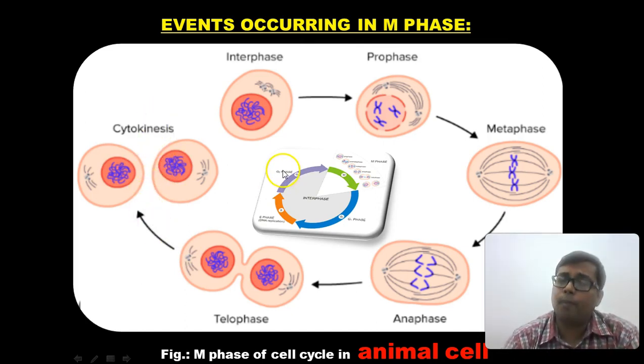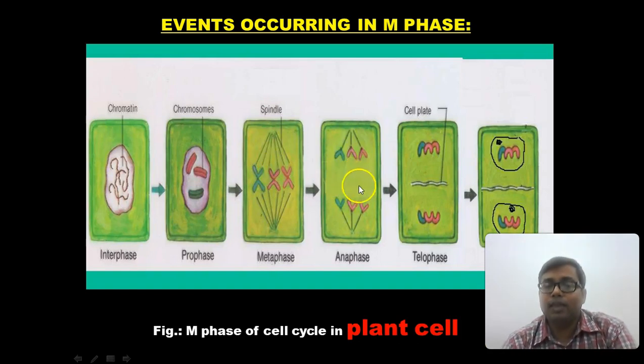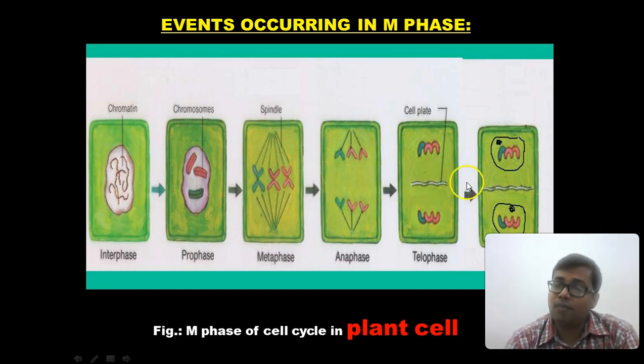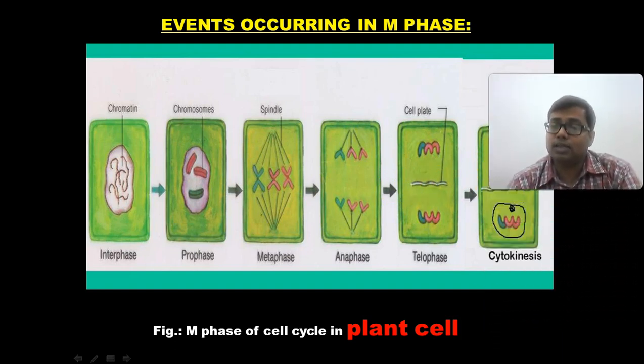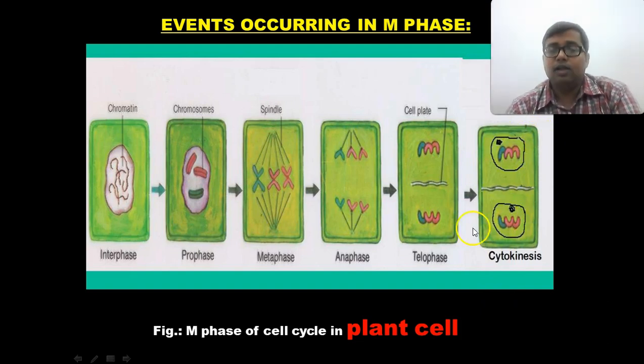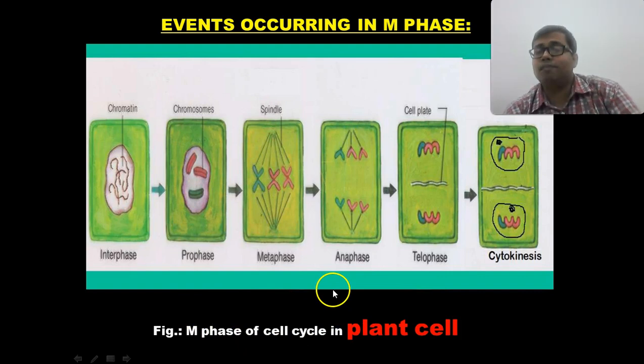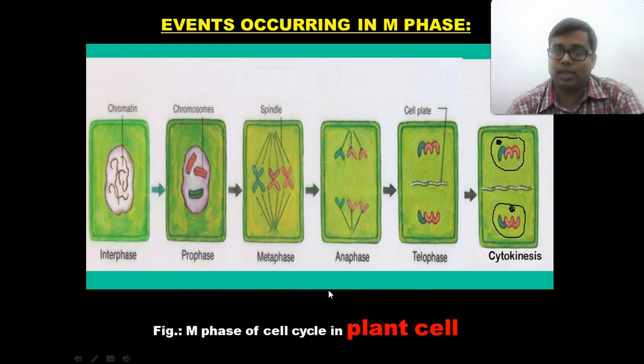But in the case of plant cells, what happens? In the equatorial region, the cell plate forms, and via cell plate formation, the cytokinesis takes place. Okay, so this kind of cytokinesis occurs in the case of plant cells. So this is the basic difference between the cytokinesis of plant cells and animal cells.